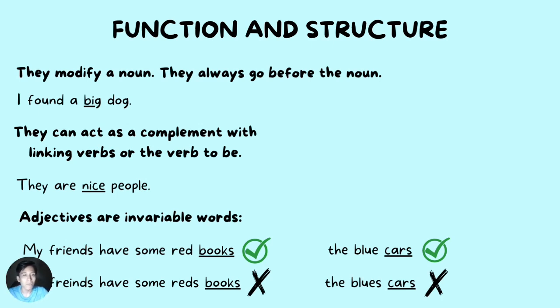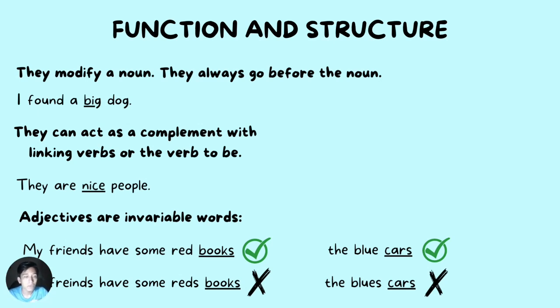For example, a normal sentence would be, I found a dog. So, to express the quality of this animal, we can use an adjective. For example, we can use the adjective big. So it would be, I found a big dog.